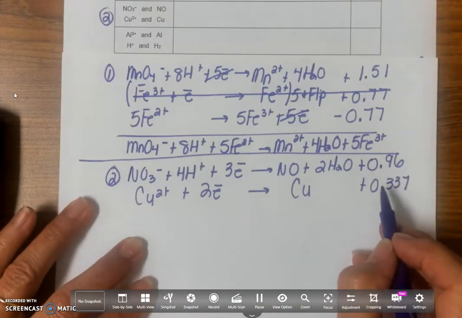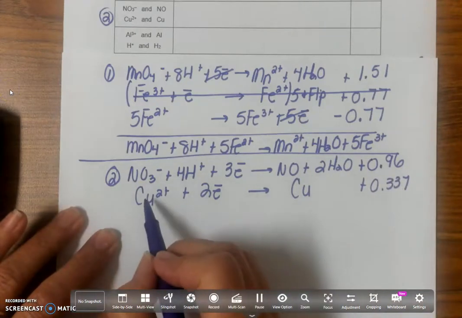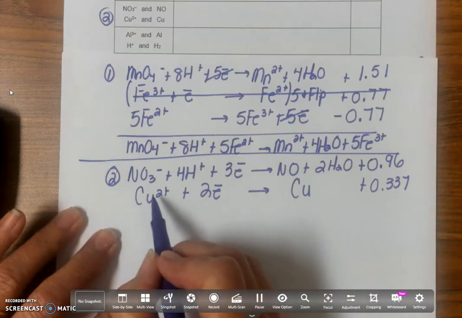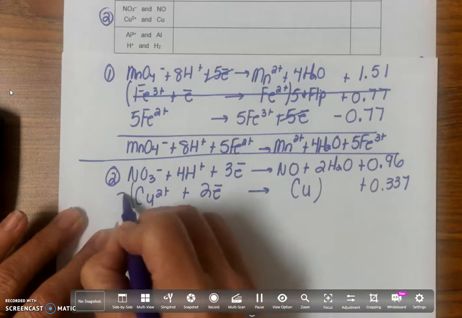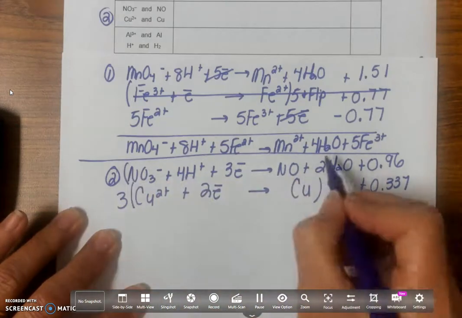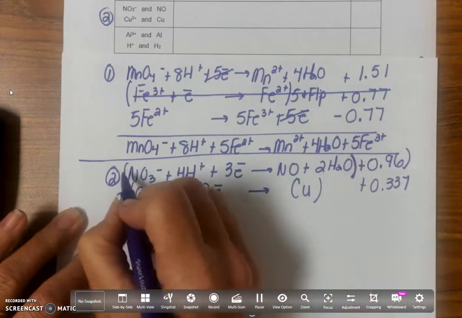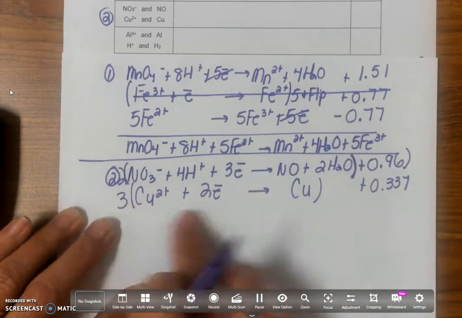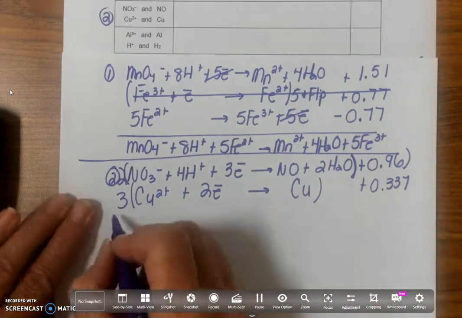So when I look here to see which one to flip, we definitely don't want to flip this one. We're going to flip this one because when that becomes negative, that'll work. Now, what we're going to do, let's start with this one. We're going to flip it, and we also have to multiply by 3. And this one, we're going to have to multiply by 2. So let's tackle this one first. We're going to multiply it by 3 and flip.